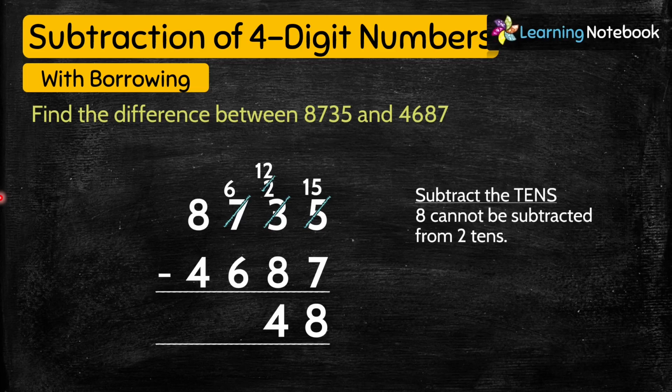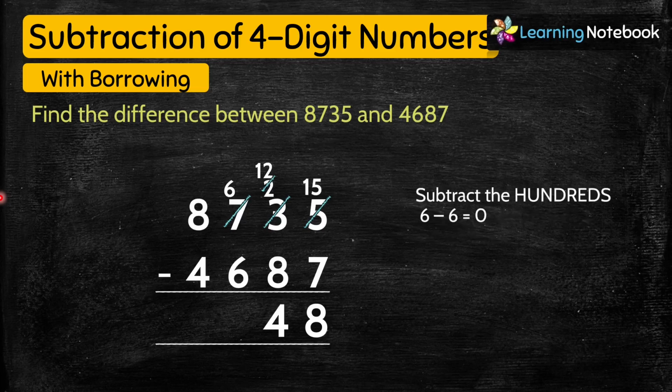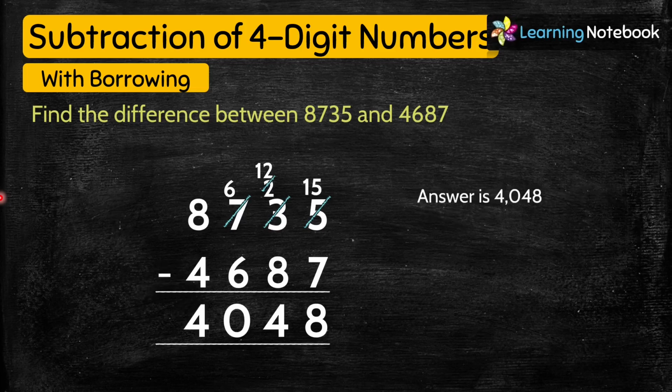Now, we will subtract the digits at hundreds place. 6 minus 6 equals 0. And lastly, we will subtract the digits at thousands place. So 8 minus 4 equals 4. Therefore, answer is 4048.